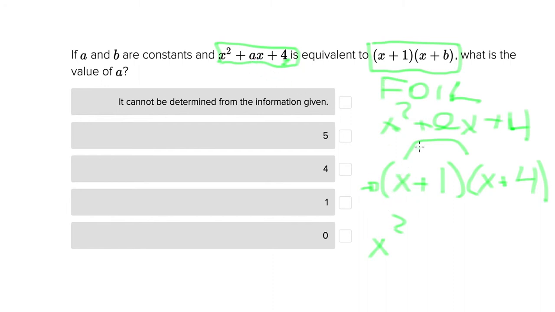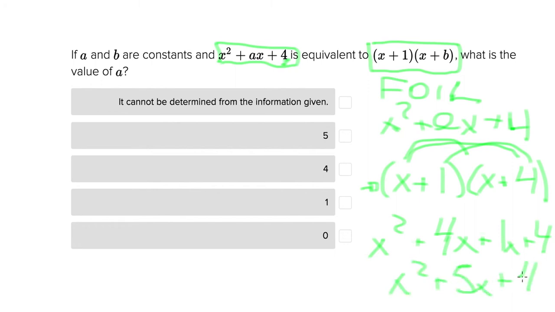So let's go ahead and do that. We've already done the first term. X times x gives you x squared. Then let's do the outer terms. X times 4 is going to give you 4x. Then the inner terms, 1 times x is going to give you a +1x. And then the last terms, 1 times 4, which as we saw is going to give you 4. So then if you simplify this, you end up with x squared plus 5x plus 4.